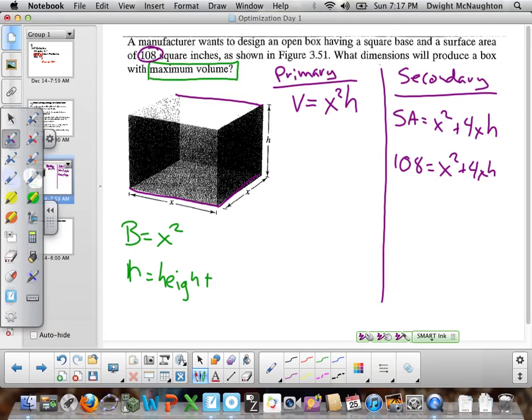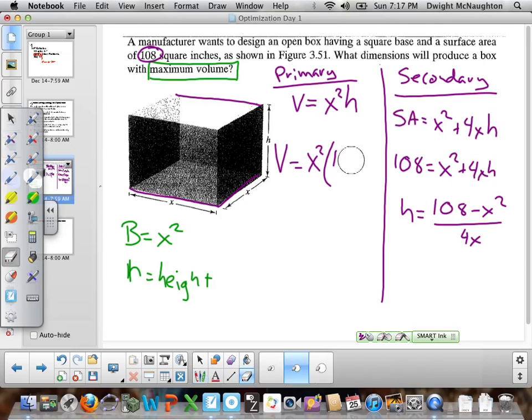So I will subtract x squared and divide by 4x. So h equals 108 minus x squared over 4x. Now I'm going to substitute that in. My volume equals x squared times 108 minus x squared over 4x. Let's clean this up a little bit so it's easy to work with.